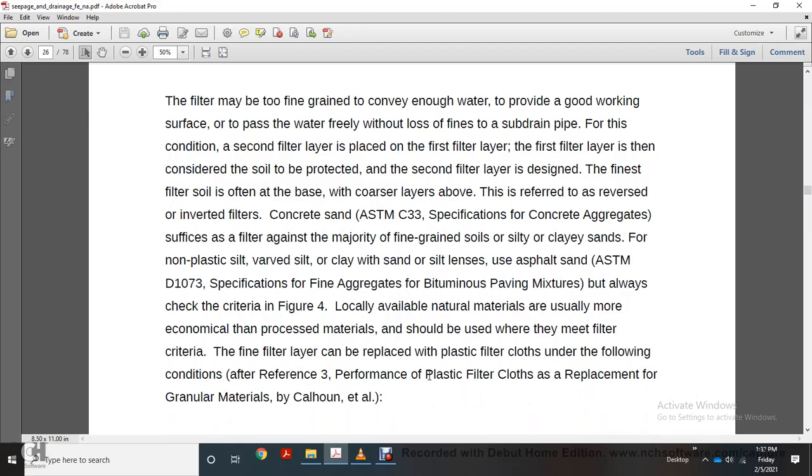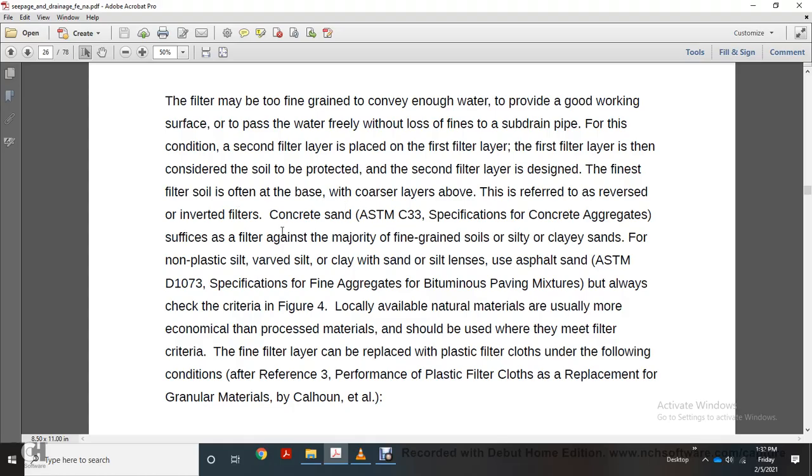A filter may be too fine grained to convey enough water to provide good working with the surface, so the water cannot pass freely without loss of the fines of the subdrain pipe. For this condition, a second filter layer is placed on the first filter layer. The first filter layer is then considered the soil for the protection, and the second filter layer is designed on the finest filter soil, but often on the base for the coarser layers above. This is referred to as reverse or inverted filters.